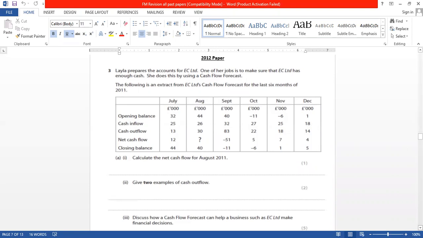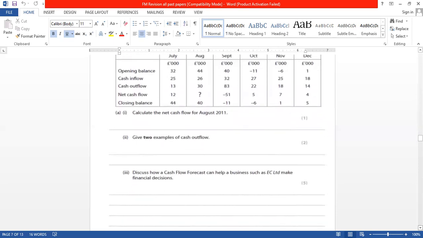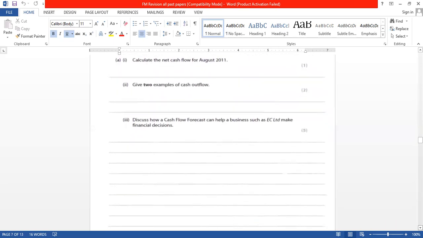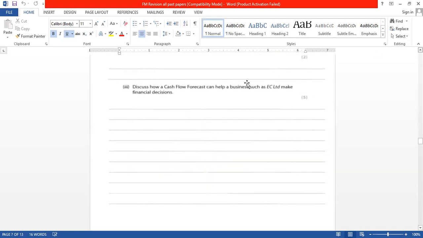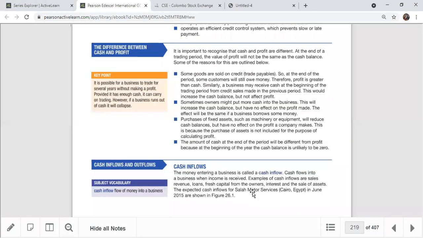And they're asking this question. Since it's a 2012 paper, the command words are different, and the marking also. This question can be, we can say, a 6-marker question to analyze. In the old papers there are 5-marker questions, but normally now we can convert it to a 6-marker question and change the command word to analyze. Analyze how a cash flow forecast can help a business such as EC Limited to make financial decisions. So this is the part we are going to understand now. We are going to cover the importance of cash flow forecast.